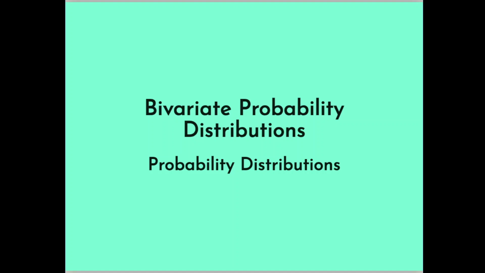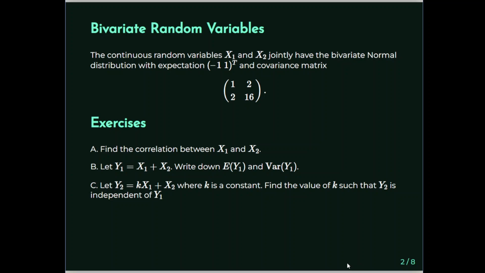Okay, in this presentation we are going to look at bivariate random variables, bivariate probability distributions. So we have two continuous random variables, x1 and x2, that jointly have a bivariate normal distribution with an expectation of (-1, 1) transpose. Essentially, that's just matrix notation: the mean value mu of x1 is minus 1, and for x2 it is 1. And we have a covariance matrix here, 1, 2, 2, 16.